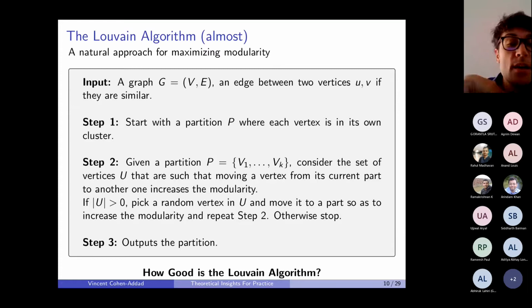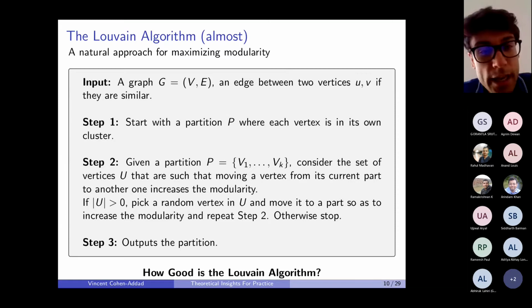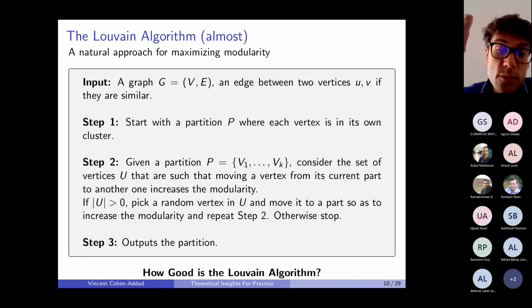So there is this Louvain algorithm. It's a local search algorithm, similar to what we discussed 10 days ago. The input is your graph with an edge between two vertices if they are similar. We start with a partition P where each vertex is in its own cluster, by itself. Given a partition of your graph, you consider the set of vertices U such that moving the vertex from its current part, Vi, to another part, Vj, will increase the overall modularity.